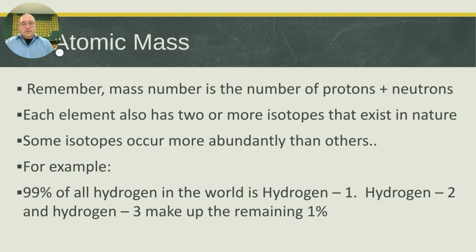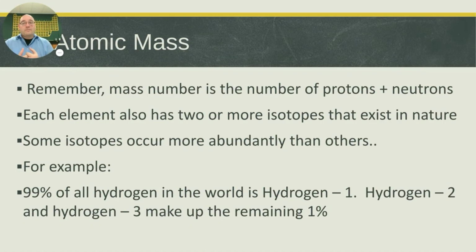So 99% of all hydrogen in the world is hydrogen 1, which means it has 1 proton and 0 neutrons. It's just a proton with an electron. That's what hydrogen 1 is. 99% of all hydrogen is hydrogen 1. Hydrogen 2, which would be 1 proton and 1 neutron, and hydrogen 3, which is 1 proton and 2 neutrons, make up the remaining 1%. So 99% of all of it is hydrogen 1.